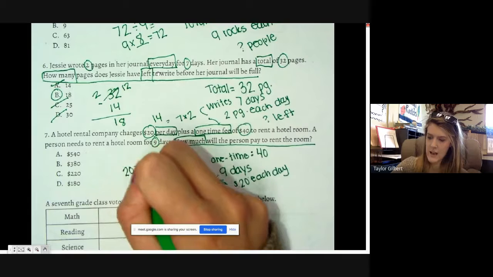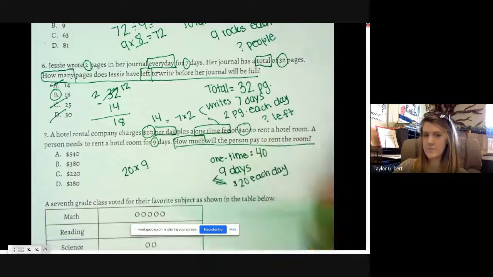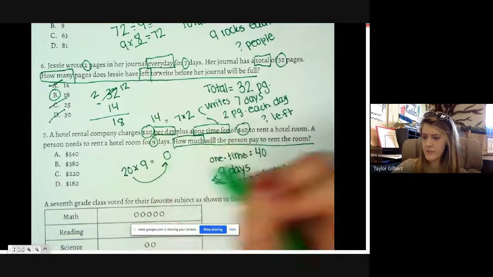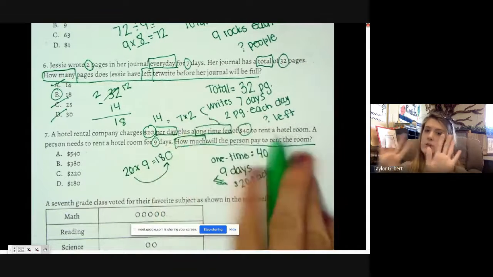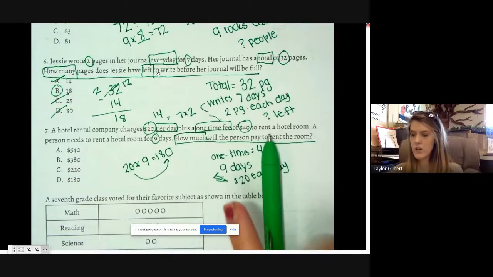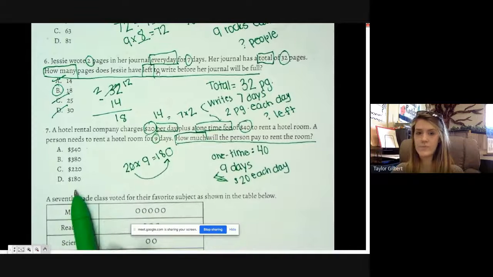20 times 9. 20 days, or $20, 9 days. Put that 0 back there. Get it out of the way. 2 times 9. 2 times 9 is 18. I could also do 9 groups of 2. 2, 4, 6, 8, 10, 12, 14, 16, 18. 180. Am I done? That's an answer choice, but I'm not done.